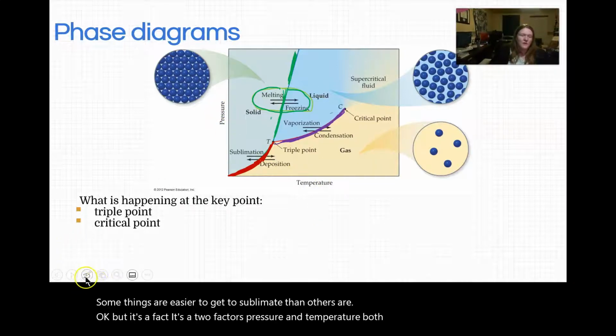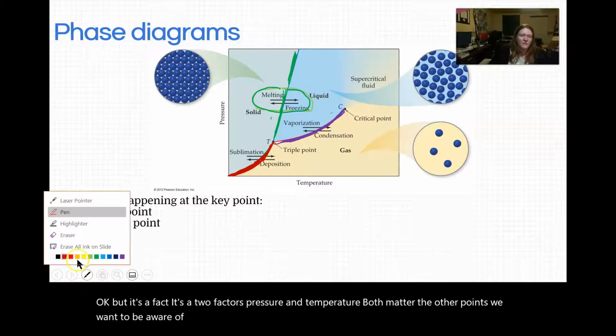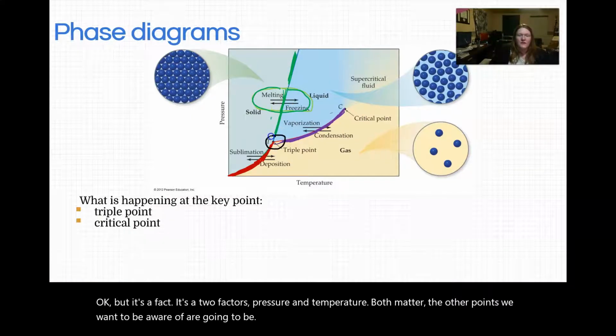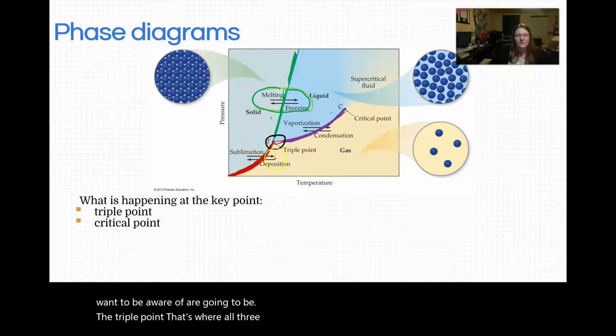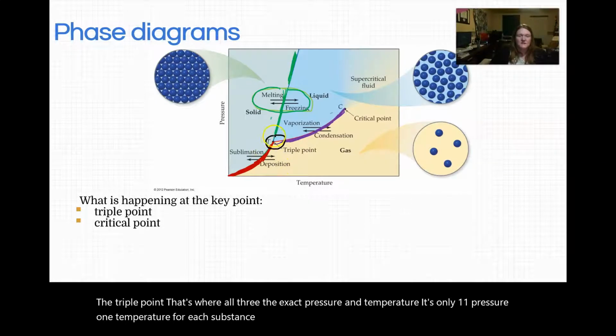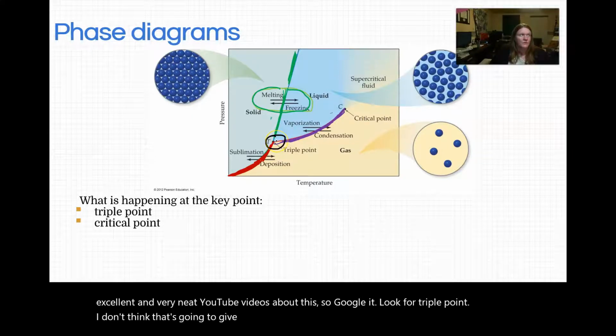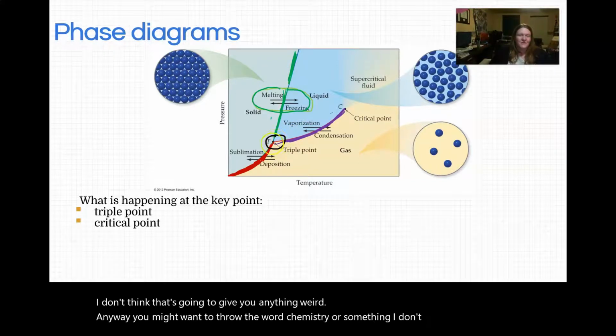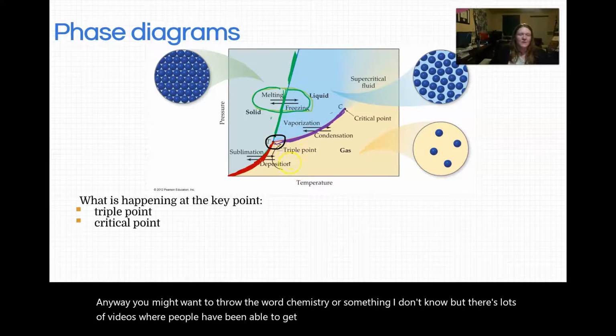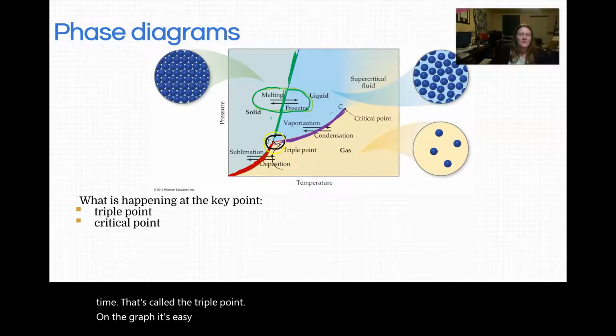The other points we want to be aware of are going to be the triple point. That's where all three, the exact pressure and temperature, it's only one point, one pressure, one temperature for each substance, where all three phases exist at one time. There are some excellent and very neat YouTube videos about this, so Google it. Look for triple point. Anyway, you might want to throw in the word chemistry or something. There's lots of videos where people have been able to get the solid, liquid, and gas present at the exact same time. That's called the triple point. On the graph, it's easy to find. It's just where all the lines intersect.